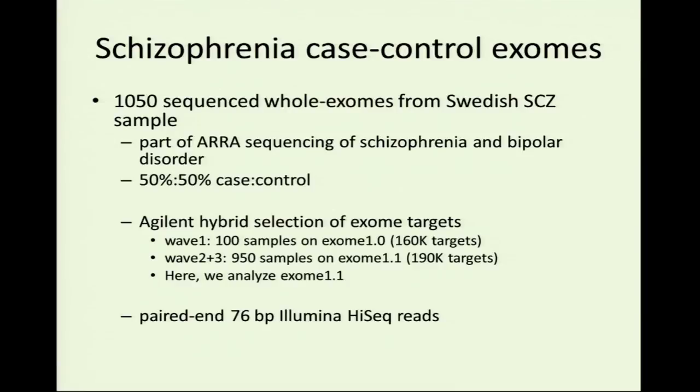Now moving on to a slightly larger set where we have more validation data. At the time, we had approximately 1,000 whole exome sequences of a larger part of our Swedish schizophrenia case control study. Sequencing was done here.